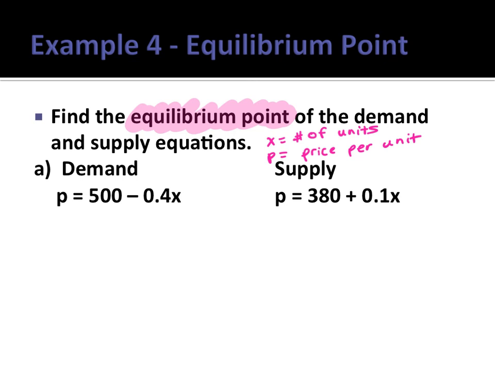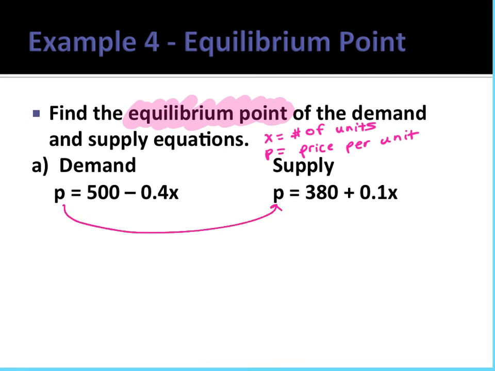So these are both equal to p, right? Which means I have a system, two variables, two equations, but I don't even have to rearrange them. I can just set them equal to each other because p equals p. I can use substitution here and say 380 plus 0.1x would equal 500 minus 0.4x. So I'm just using substitution to set them equal to each other.